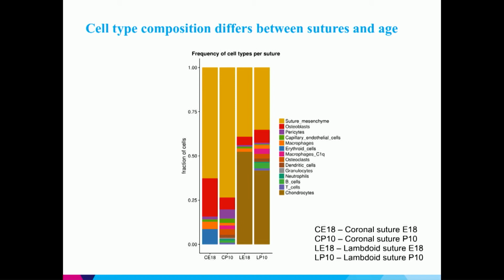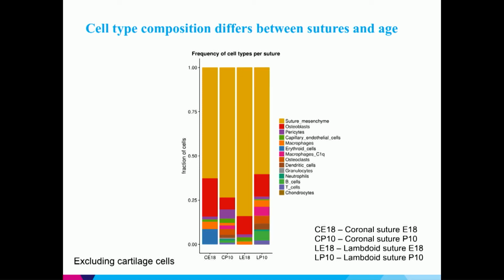And as you can see in this plot, the main differentiating factor between the coronal and the lambdoid suture is the presence of a large population of cartilage-derived cells. This is mainly due to the fact that the cartilage is more difficult to separate in the lambdoid suture compared to the coronal suture.